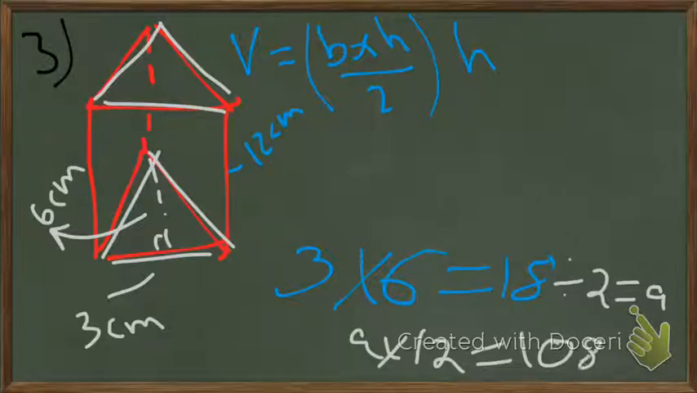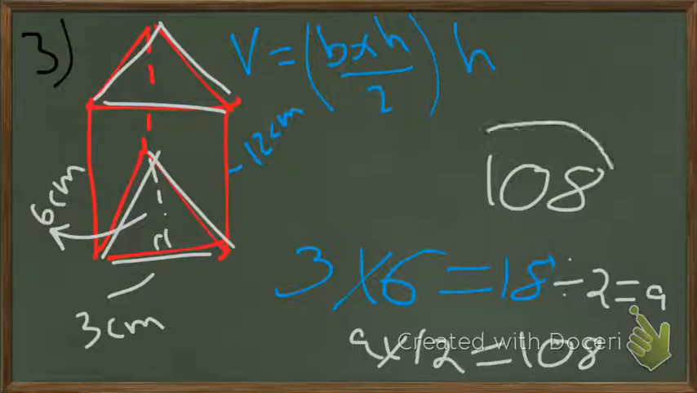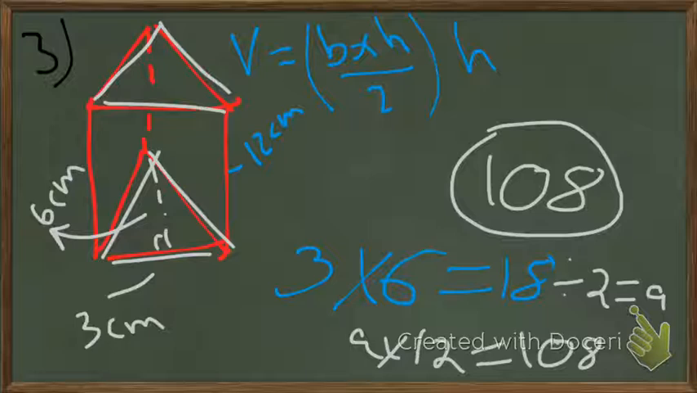108 what? And so the volume of this triangle prism is 108. 108 cows? 108 chickens? Centimeters. 108 centimeters, cm cubed. Centimeters cubed. Very nice. Thank you very much.